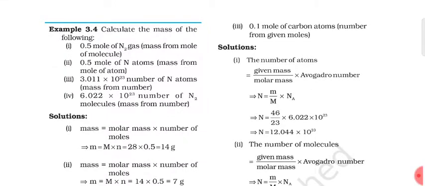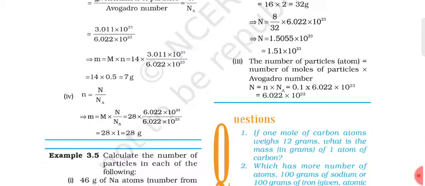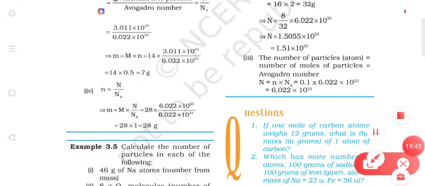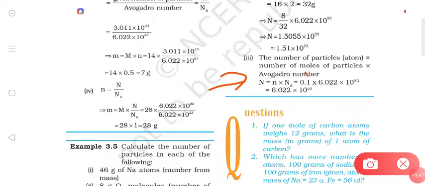Look at the next solution. Again we are given the number of moles, and we have to find out the number of particles. So this is very simple and easy. Here you can see how they have done. Number of particles is equal to number of moles into Avogadro's number. Number of moles is 0.1. Avogadro's number is 6.022 into 10 to the 23. So finally it becomes 6.022 into 10 to the 22, right?